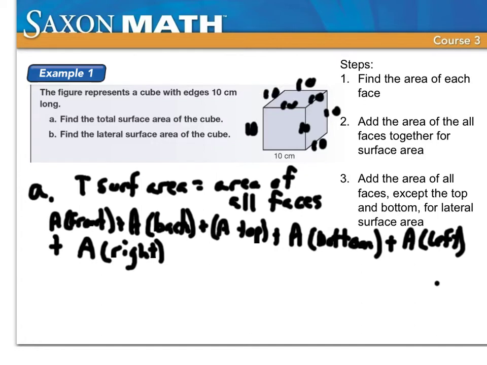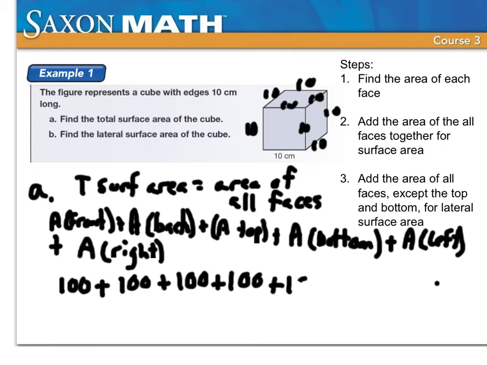Okay, so to find the area of each side, we just have to take 10 times 10. So the area of the front is 100, plus the area of the back is 100, plus the area of the top is 100, plus the area of the bottom is 100, plus the area of the left is 100, and plus the area of the right is 100. Okay, so this is for the total surface area. We're just going to add all those together.